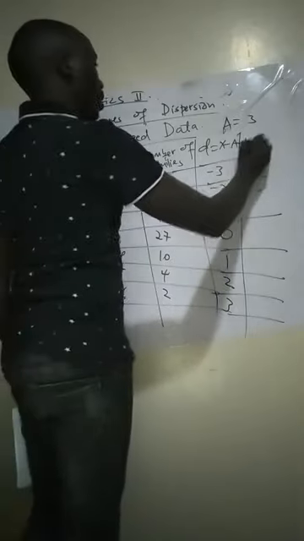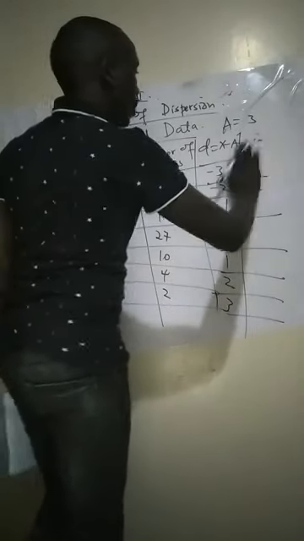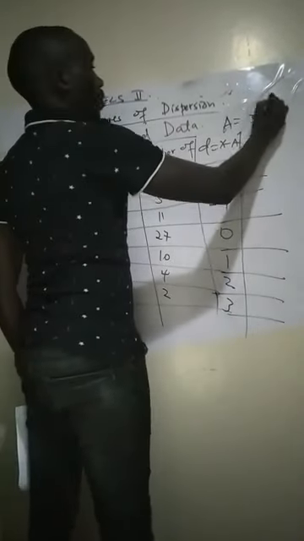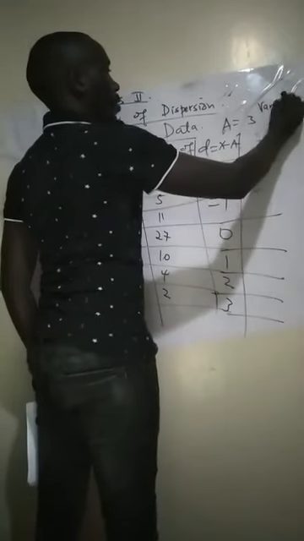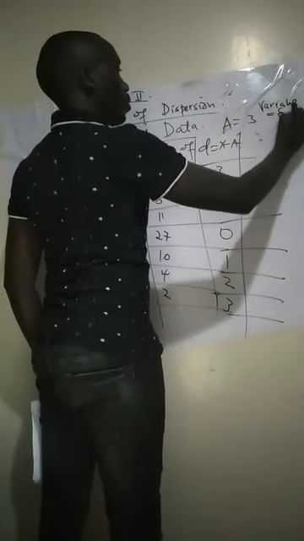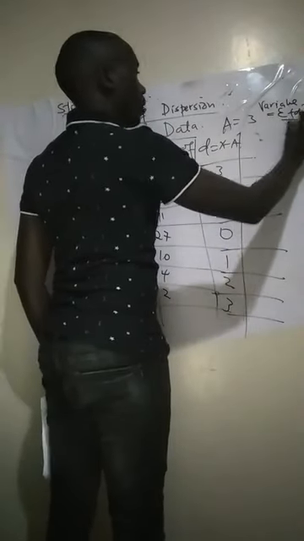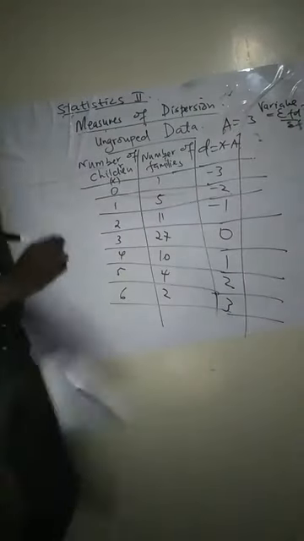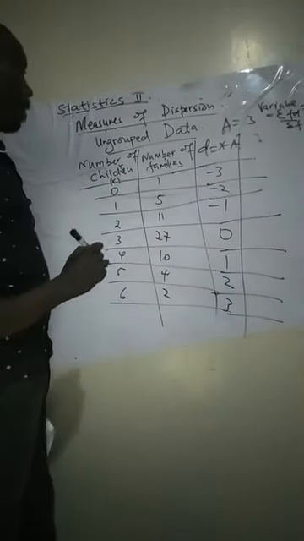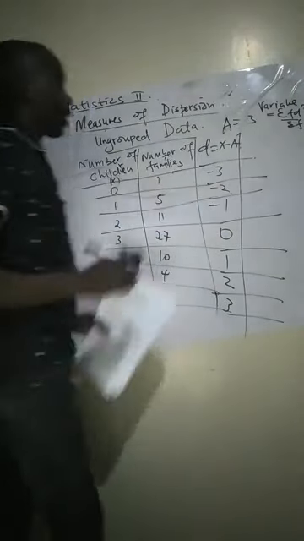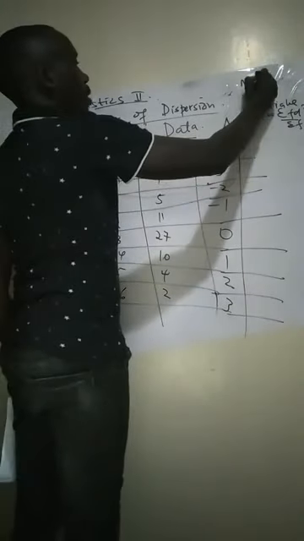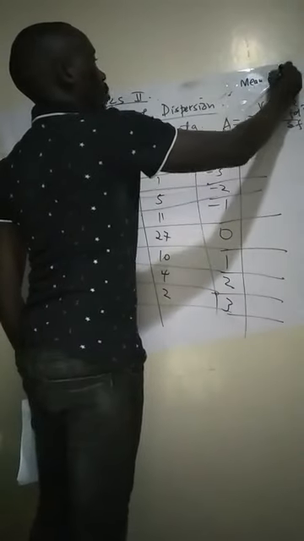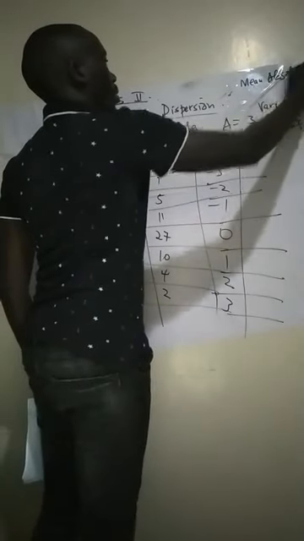Then from there, remember we've just identified that the formula for variance in this case is the summation of fd squared over the summation of f. So I need to get d squared, but maybe before that, you need to recall we still have mean absolute deviation. It is important that we mention the mean absolute deviation.